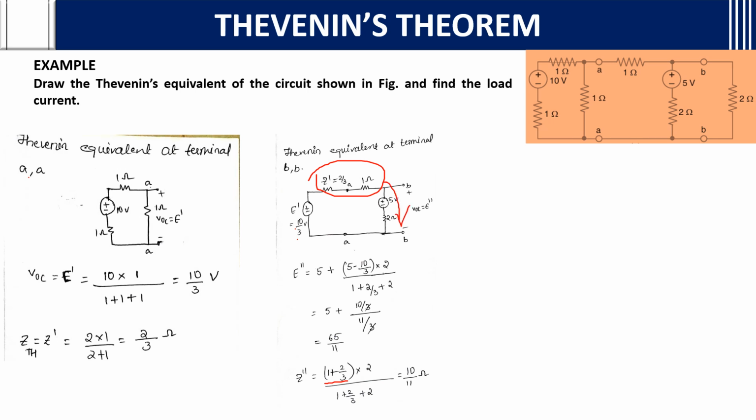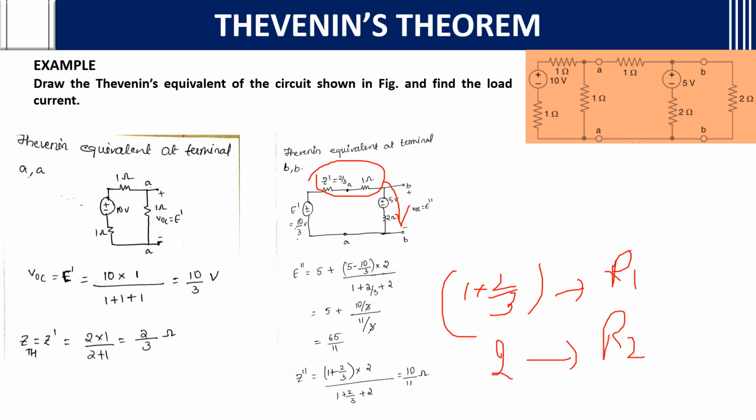So 1 plus 2 by 3, you will add into 2 by 1 plus 2 by 3, is 1 resistance plus 2. Nothing but this is R1, this is R2, and this is R1. Here, 1 plus 2 by 3 is R1. Consider it as R1. Then 2 is R2. So R1 R2 by R1 plus R2.